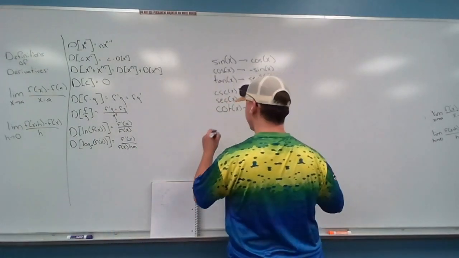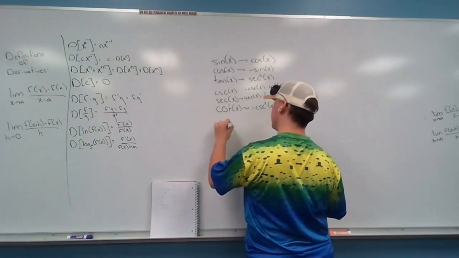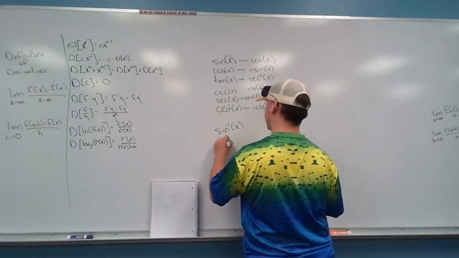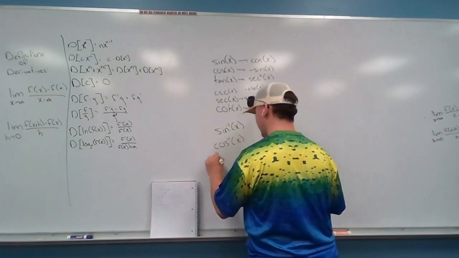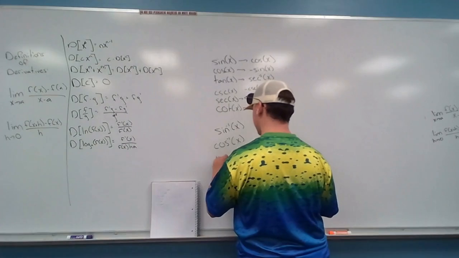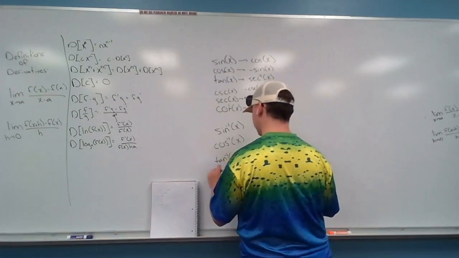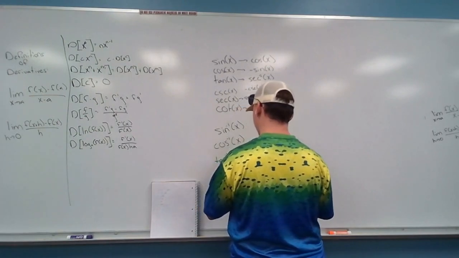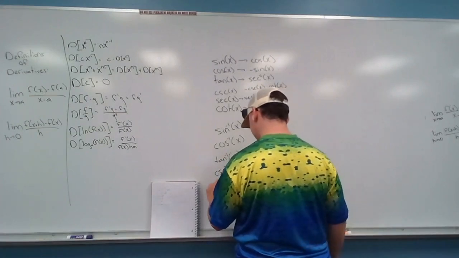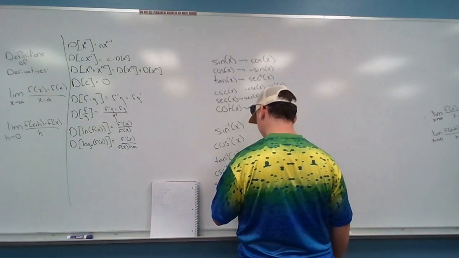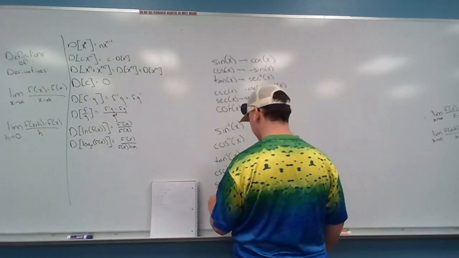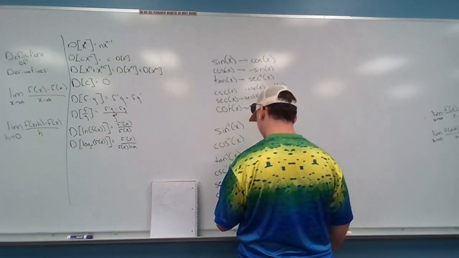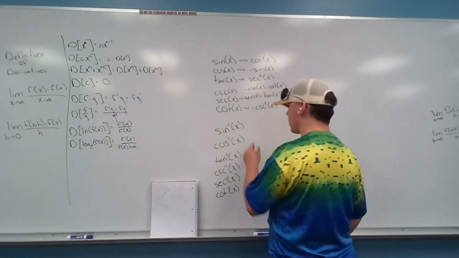Inverse trig. Sine negative 1 of x, and then cosine negative 1 of x, tangent negative 1 of x, cosecant negative 1 of x, secant negative 1 of x, and then cotangent negative 1 of x. So we're going to start with our sine.